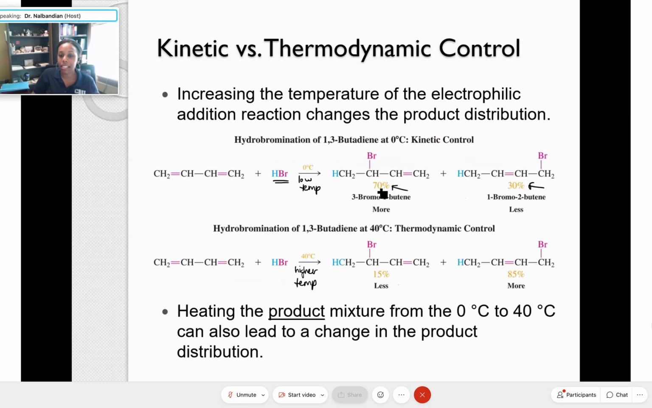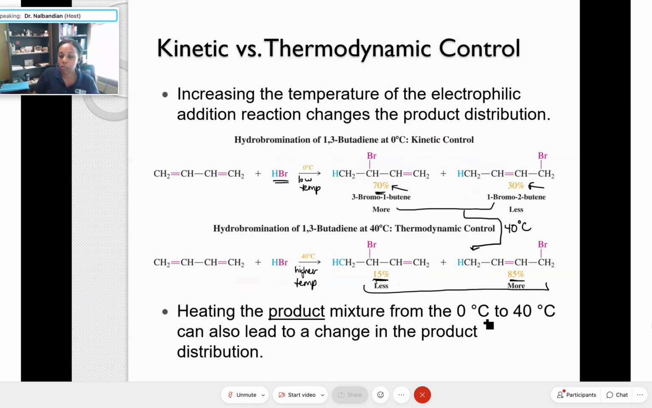Instead of having 70%, now we have only 15% of the 1,2 product and 85% of the 1,4, just with heating it up to 40 degrees. If we take this product mixture where we have 70 and 30 and we heat it up to 40 degrees, we're going to make this product mixture that's 15 and 85.